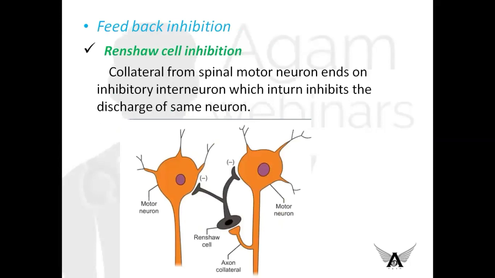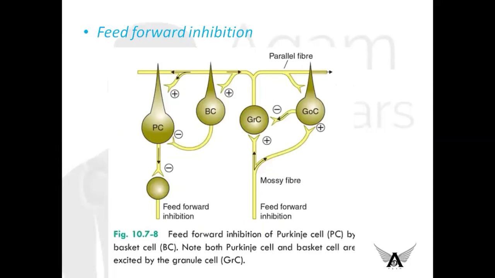Okay, next is feed forward inhibition. Here, see, it is seen mainly in the cerebellum. This mossy fiber will directly stimulate the granular cells and Golgi cells. These granular cells, through their parallel fibers, will stimulate Purkinje cells. But the output of the Purkinje cell is inhibitory in nature, and this mechanism is called feed-forward inhibition. That is, stimulation of mossy fiber will result in the inhibitory output of Purkinje cells. This mechanism is called feed-forward inhibition.